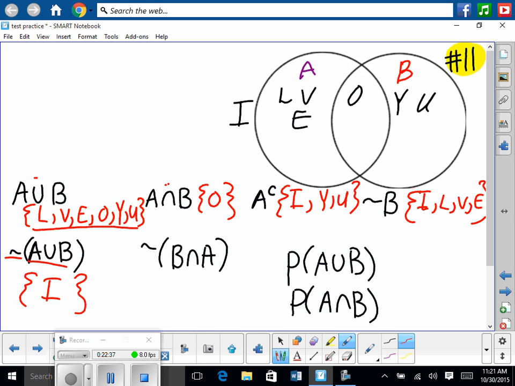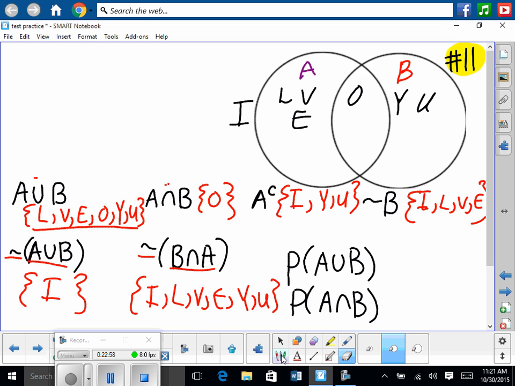All right, let's find the complement of B intersect A. Well, that's right here, right? So what's everything that's not in that? An I, an L, a V, an E, and a Y, and a U. So everything that's not in that intersection, the complement.